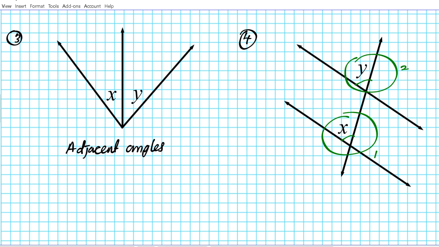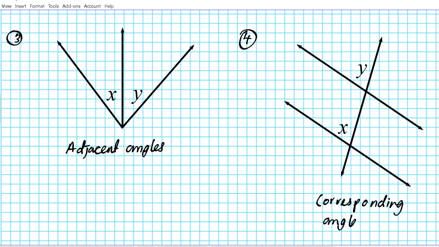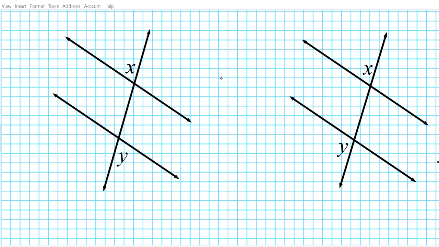So if two angles occupy the same relative position in a cluster of angles, guess what they are called? They are called corresponding angles. So the relationship between these is that they are corresponding angles for problem number 4.